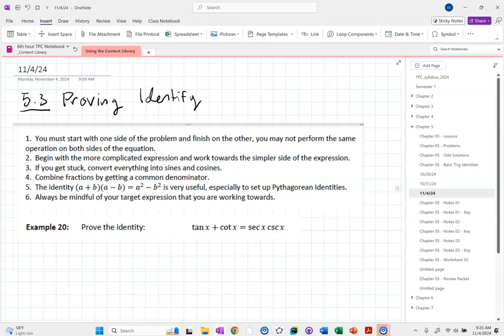So here we're asked to prove the identity. We have tan x plus cotangent x equals secant x plus cosecant x.